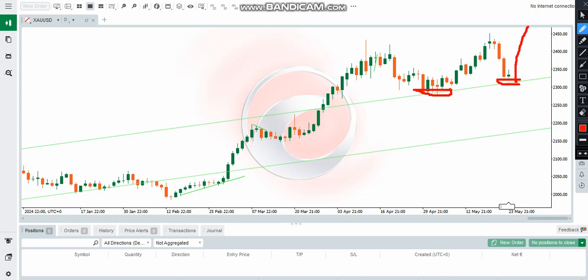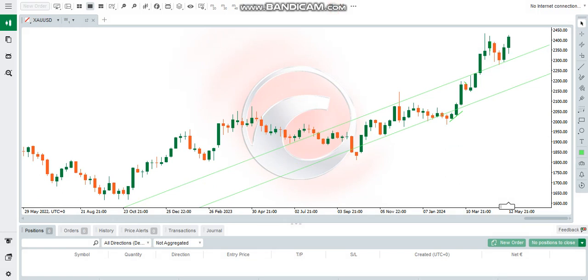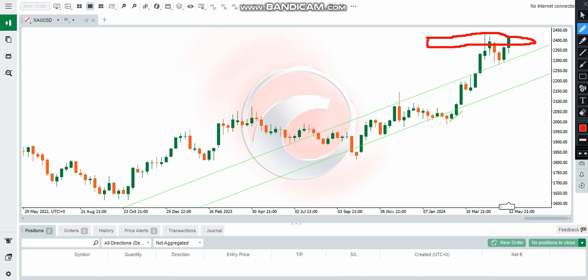Now, if you also look at it very well, you can see that from the same weekly, notice that the previous high is totally lower than the present. Now look at this. That's what you just look at.